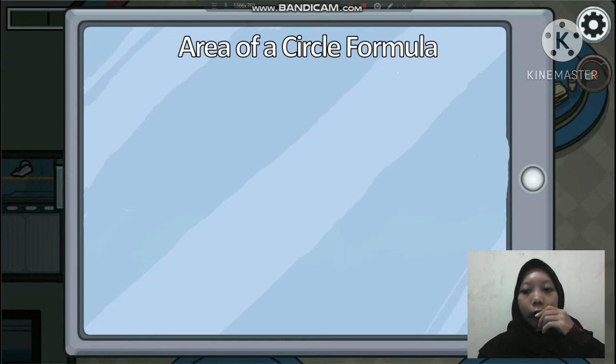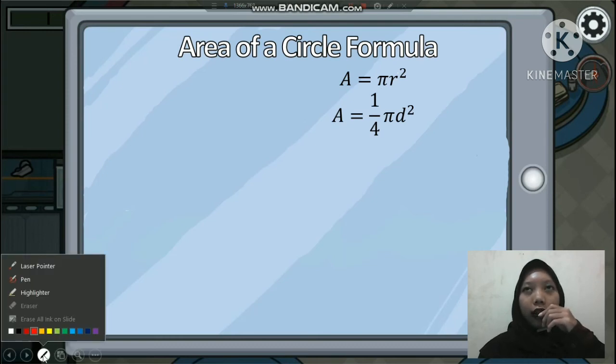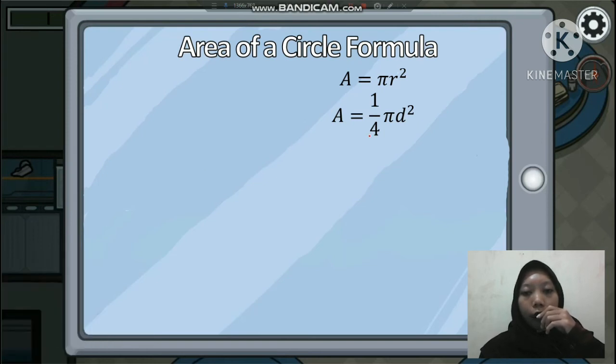Okay, the next is the area of a circle formula. The area of a circle is the amount of space occupied by the circle. The formula to find the area is A, as area, is pi r to the power of 2. We can also use another formula: A is pi d to the power of 2 divided by 4.